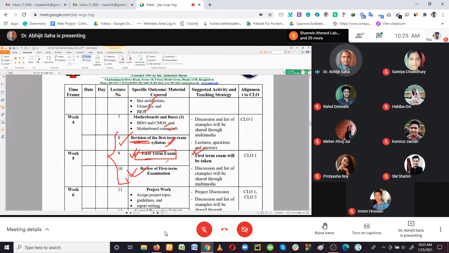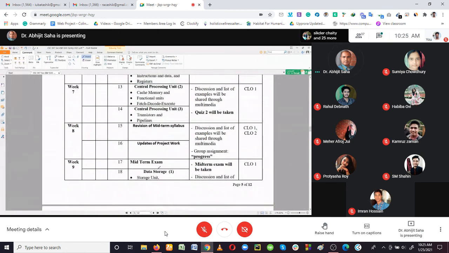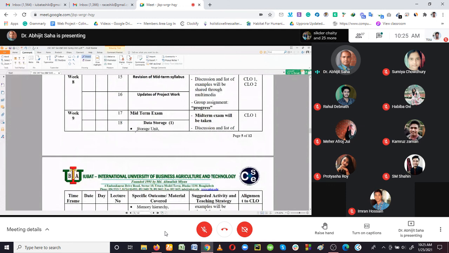and the first term exam day, and the next day we are going to review the exam questions: what answers you have given, what the correct answers are, and how you should explain the questions in this course. So this is going to be discussed here. This is only for the first exam; for the other exams we are not doing a review. After the midterm there is no review.